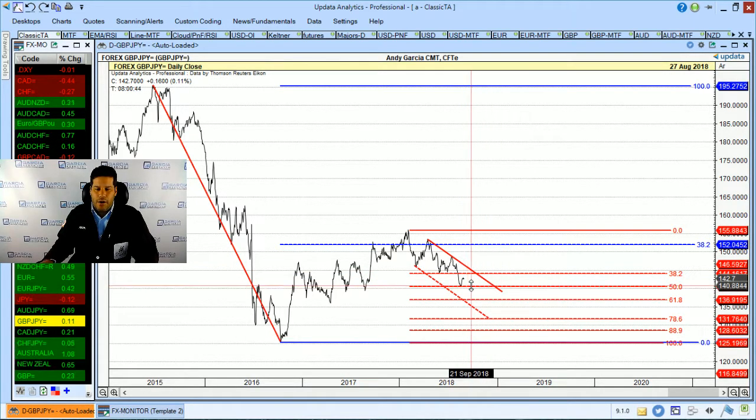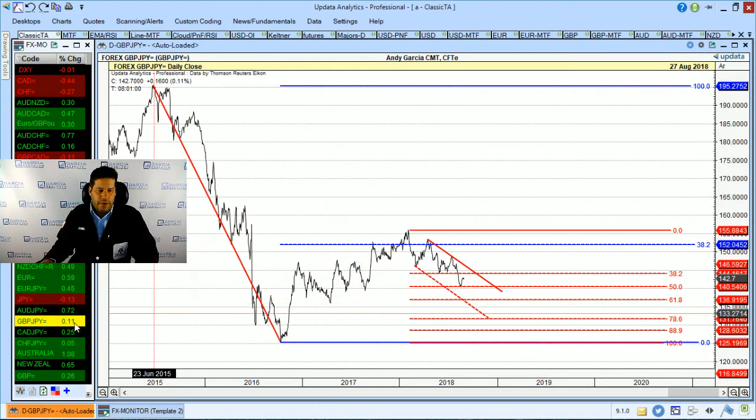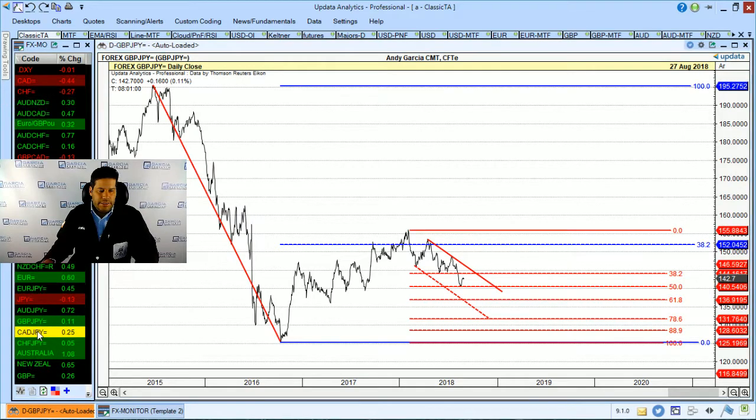So right now I'm looking at the lower time frames to see if we start breaking above key moving averages, etc. But longs are the play here in the pound yen, as long as you can stay above this 140 area. Here's the CAD yen.